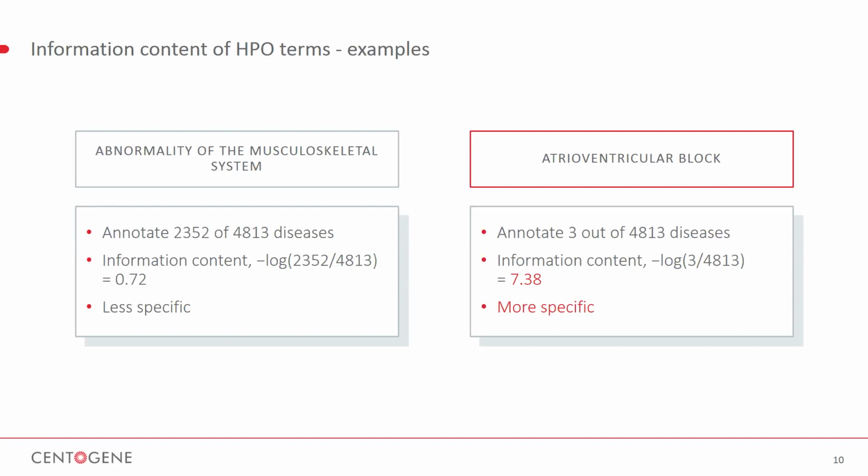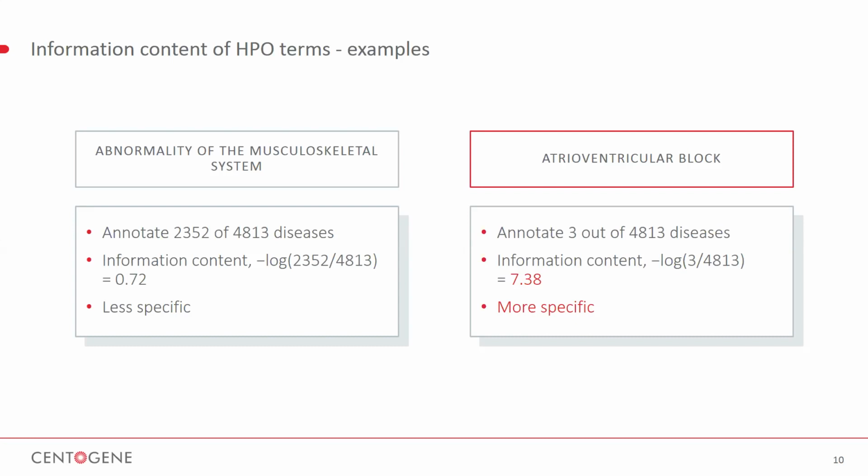Let's look at the slide for a better example, where we consider possible options of 4,813 diseases and two terms, abnormality of the musculoskeletal system and atrioventricular block. We see that the term to the left is much more broad and would expect to see it in many, many more diseases. That is indeed the case. In this case, the frequency, so the number of diseases it presents in, is 2,352 diseases of the 4,813. Our information content then becomes the negative log of that division factor, which is 0.72, a rather low number.